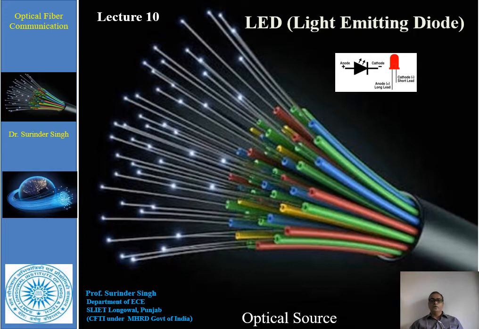So exclusively today I'm talking about the light emitting diode. Light emitting diode and laser are the sources which are available, and these sources are desired to have high radiance, fast response time, and high efficiency. LED and laser sources are available as coherent and incoherent sources.